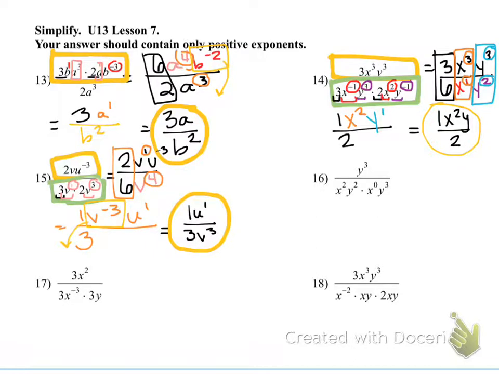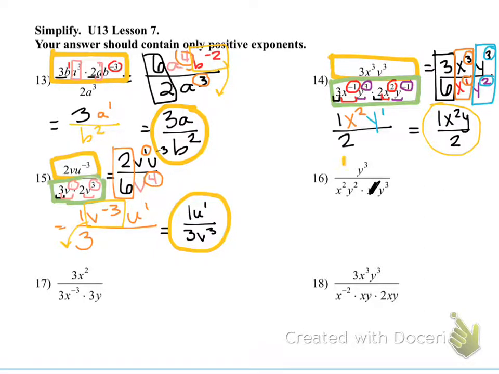Okay, let's keep going on to number 16. Notice in number 16, the first thing that jumps out to me is this 0 exponent. Because I have this 0 exponent, I know it just gets me 1. So let's just cross it off now so we don't have to worry about it. So that's gone, that's 1.